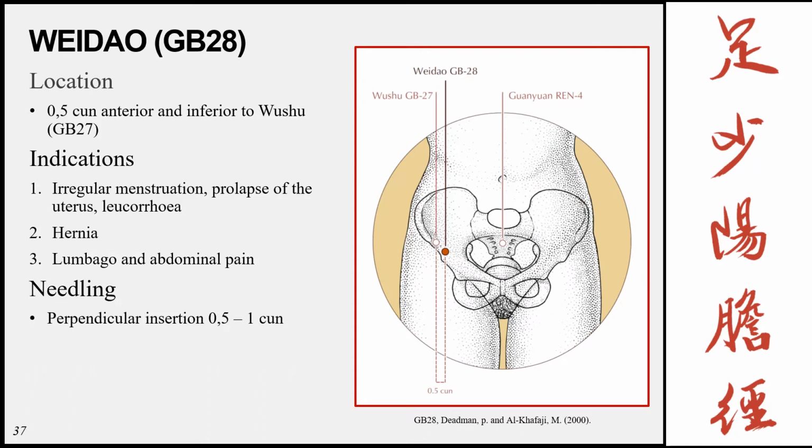The next point is WEIDAO, GB28. This point is 0.5 tsun anterior and inferior to WUSHU, GB27. So GB27 is over here, and we've got to go 0.5 tsun inferior, so that's below, and then anterior is this direction. Because the abdomen is a circle, this point is slightly anterior to this. But you could also say 0.5 tsun medial, because it's also more medial than the previous point. And it's over here. The indications: it can be used for irregular menstruation, prolapse of the uterus, and leukorrhea. It can also be used for hernia, lower back pain, and abdominal pain. The insertion is perpendicular, 0.5 to 1 tsun.